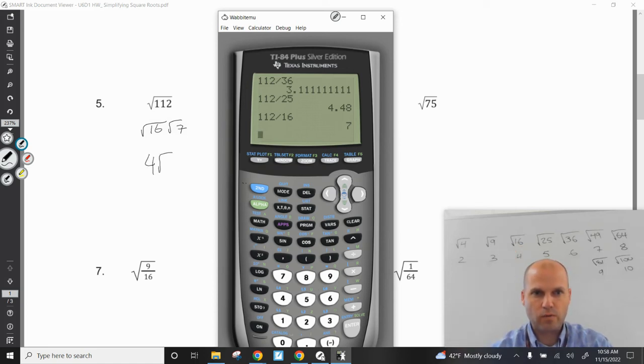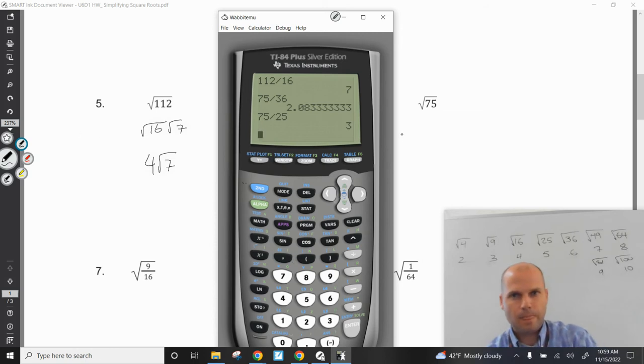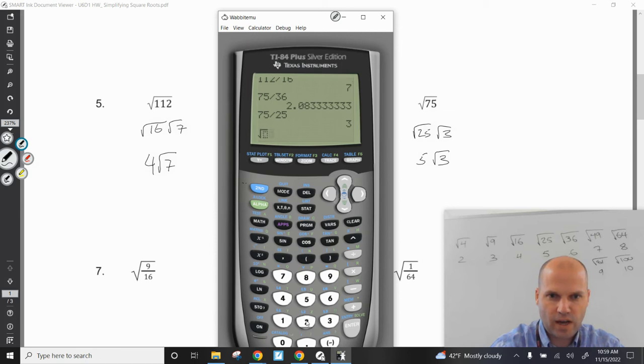We will be using square roots a lot this unit to solve quadratic equations. So we're going to be dealing with roots of numbers a lot. 75. Start with 36. Doesn't work. Start with 25. 25 times 3. Root 25, root 3. The square root of 25 is 5. 5 root 3. Don't turn root 25 into root 5. That's not right. The square root of 25 is just 5.